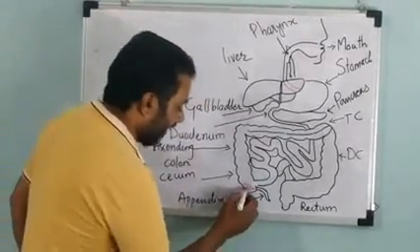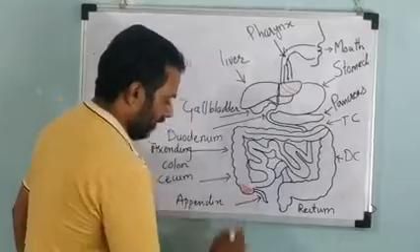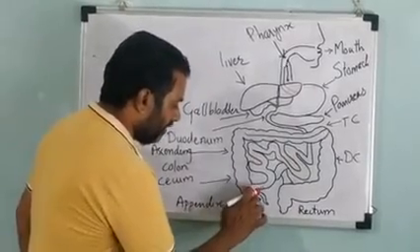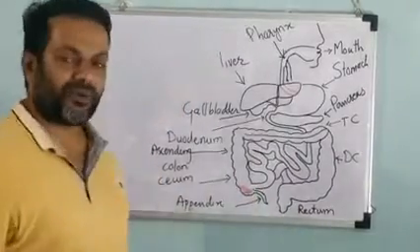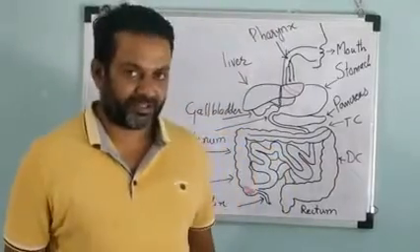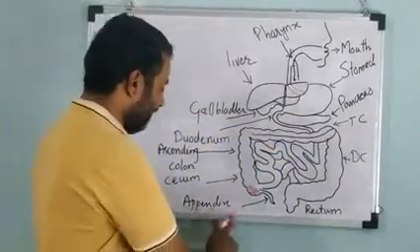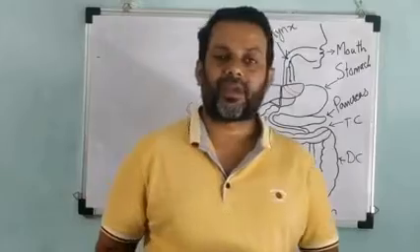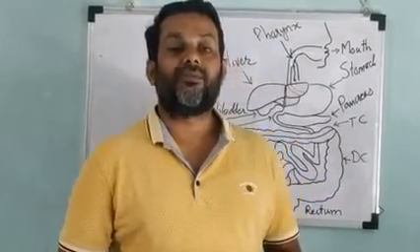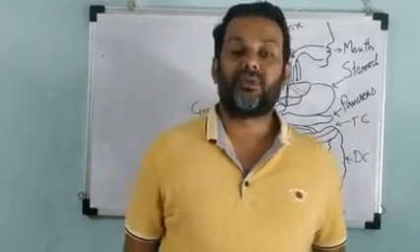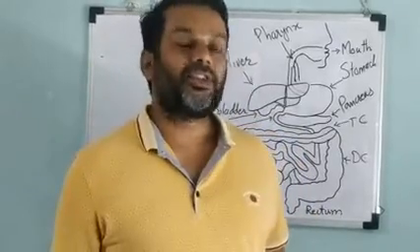It is a blind sac. Blind means closed at one end. And in the cecum is attached another important part of our body, that is the appendix. You are all familiar with the appendix because of the disease. Then it is called the vermiform appendix.